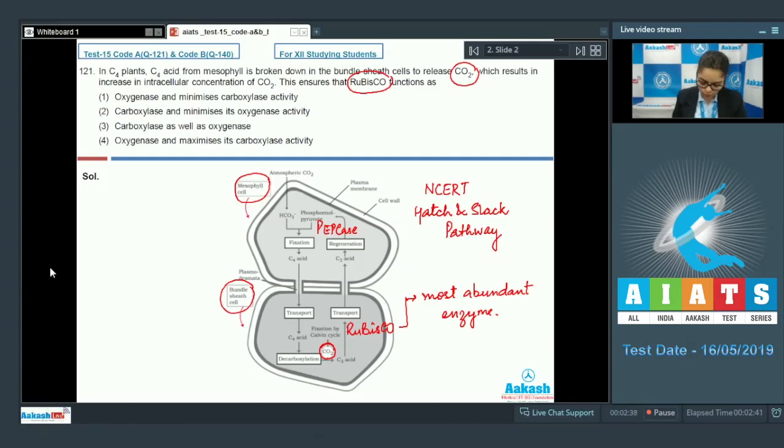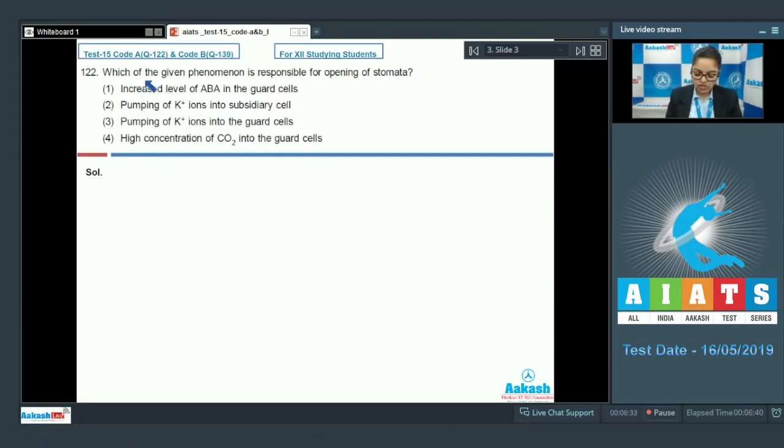So for this question 121, the correct option will be second. Question 121, answer 2. Alright. Moving to question number 122. The question is, which of the given phenomena is responsible for opening of stomata? So starting with option 1, increased level of abscisic acid.